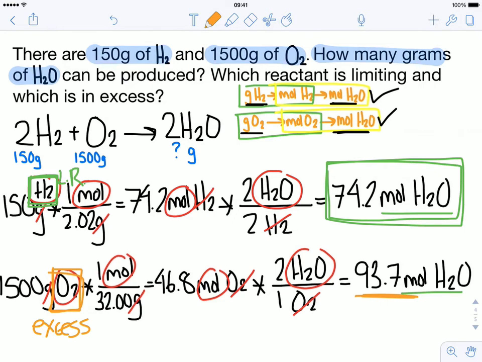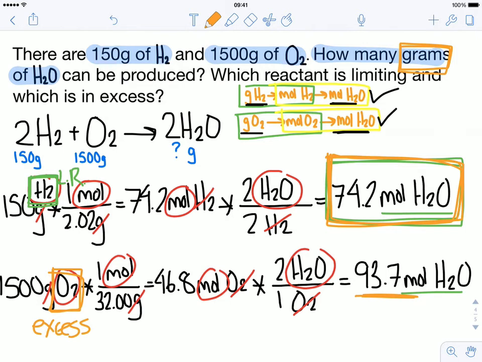So did we answer the question? We identified what the limiting reactant is and which reactant is in excess, but we didn't totally answer the question in regards to how much water can be produced. We identified the maximum amount of moles of water that can be produced, but the question is asking for how many grams of water that can be produced. So the next step in this question is to convert the maximum amount of moles of water into grams of water.